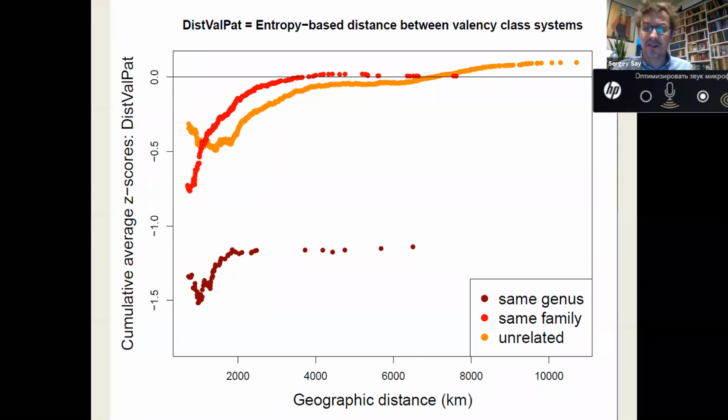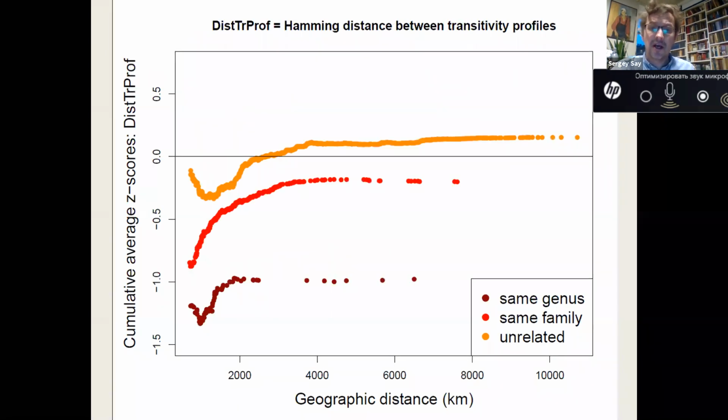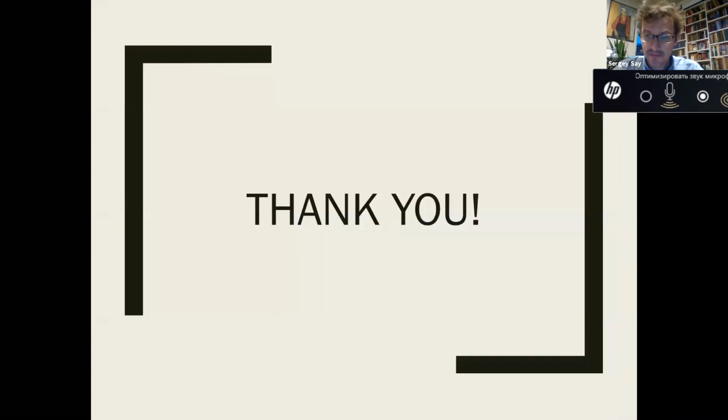So this indicates that valency class systems develop very fast, and there is almost no family size effect in the data. By contrast, transitivity shows a different pattern where languages belonging to the same family, even though very remotely related to each other, still are typically closer to each other than pairs of unrelated languages, and so forth. Of course, this was just a very brief introduction to what kind of questions you can ask using this database. So thank you very much.